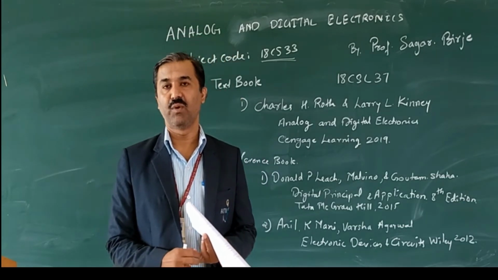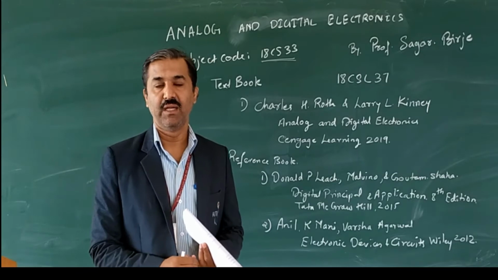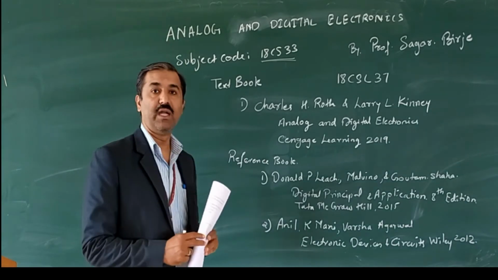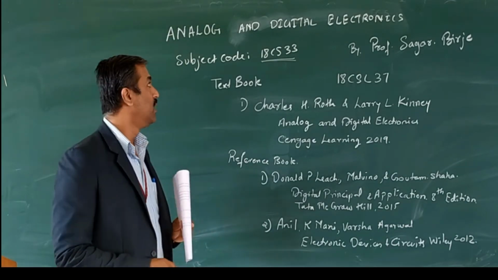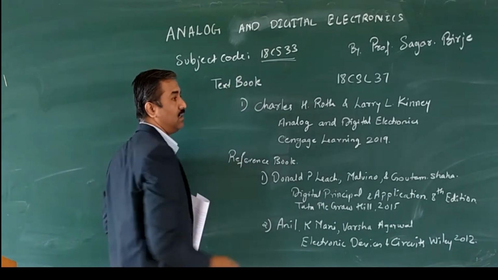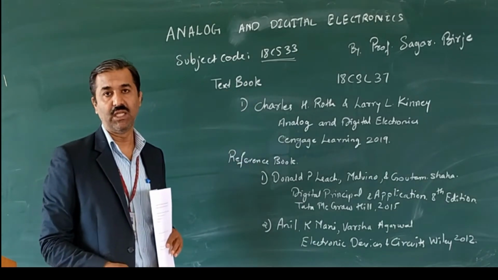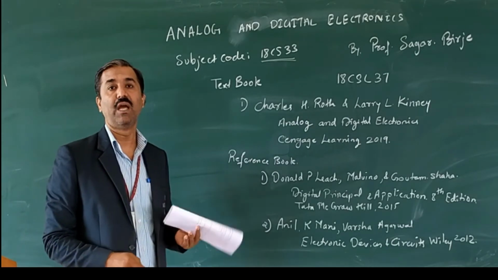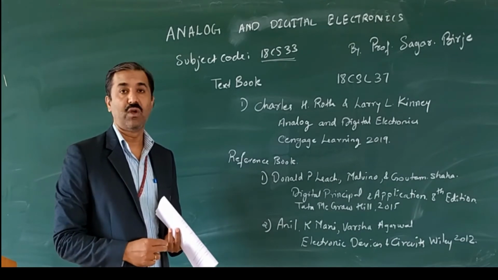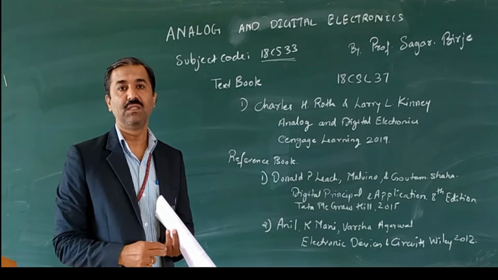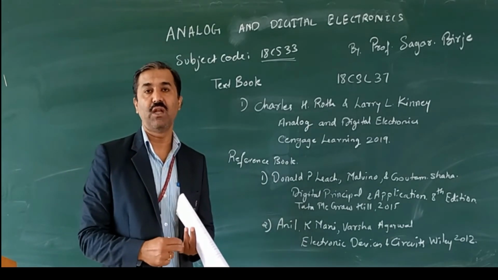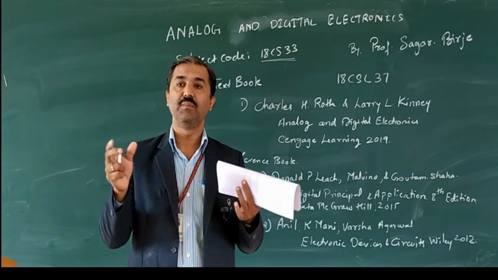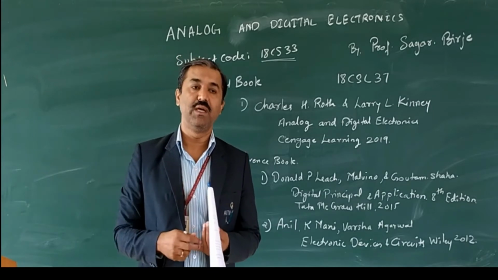I have handled the C programming subject for you in second semester, and in this third semester I will be dealing with the subject Analog and Digital Electronics. The subject code for this subject is 18CS33. This is the third subject that you will be learning, and it deals with analog and digital electronic concepts. You can relate this subject with the basic electronics subject that you have already studied in second semester.